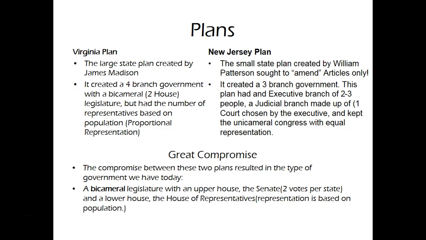But as we know, because we've already talked about it, we have the Great Compromise. Sometimes they call it the Connecticut Compromise, so you might hear it called either one. This compromise was between the two plans, the Virginia Plan and the New Jersey Plan, and as we know, it creates a bicameral legislature with an upper house, the Senate, which is 2 senators per state, 2 votes per state, and a lower house, the House of Representatives, where representation is based on population.